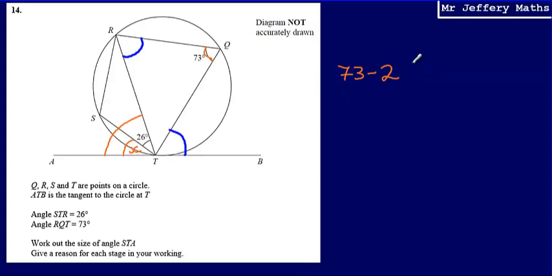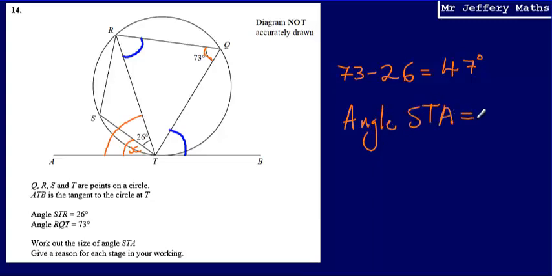So 73 minus 26, that's going to give me 47 degrees. So my answer to this, very simply, the angle STA, so angle STA is going to be equal to 47 degrees.